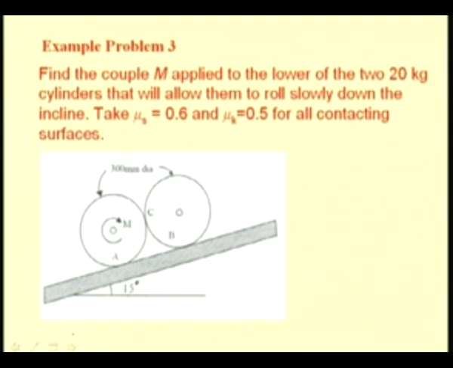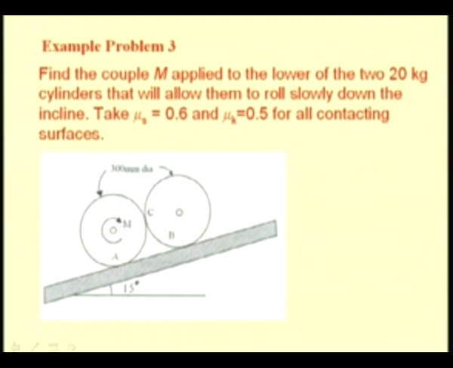Let us consider another example. Here you see two cylindrical rollers, each weighing 20 kg, kept on an incline whose inclination is 15 degrees. Their diameters are given as 300 mm. The values of the coefficient of friction, both static and kinetic, are given for all the contacting surfaces.